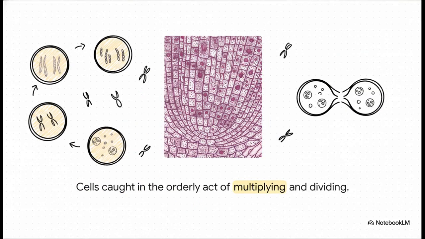When we zoom in and look closely at that root tip, we can actually catch these tiny eukaryotic cells in the exact, highly orderly act of multiplying. It is amazing! You can catch different stages of the process happening side by side, the chromosomes lining up, pulling apart, and ultimately splitting one parent cell into two brand new daughter cells.